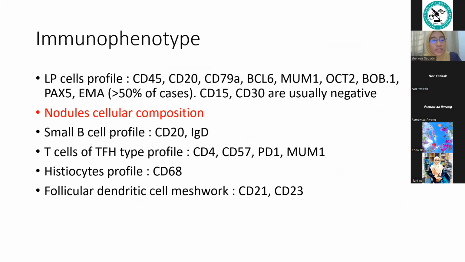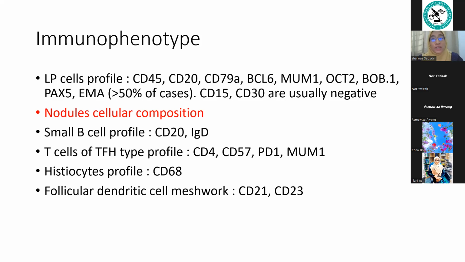Right, so the immunophenotype, what are the things that we need to do when we are assessing nodular lymphocyte predominant Hodgkin lymphoma? So the LP cells, they are actually B cells. So they will be picking up all the B cell markers and LCA. So CD45 will be positive, CD20, CD79A, BCL6, MUM1, OCT2, BOB1, PAX5, EMA, and CD15 and CD30, which we routinely use to assess classical Hodgkin, are usually negative.